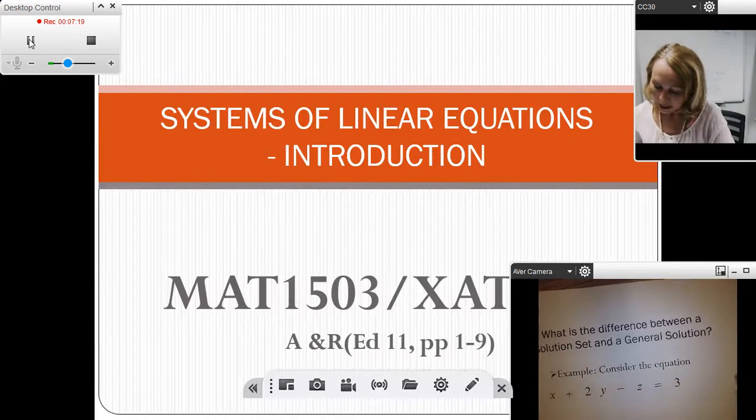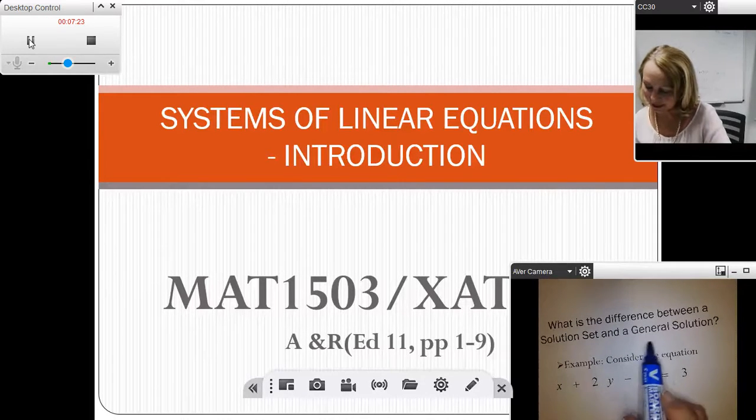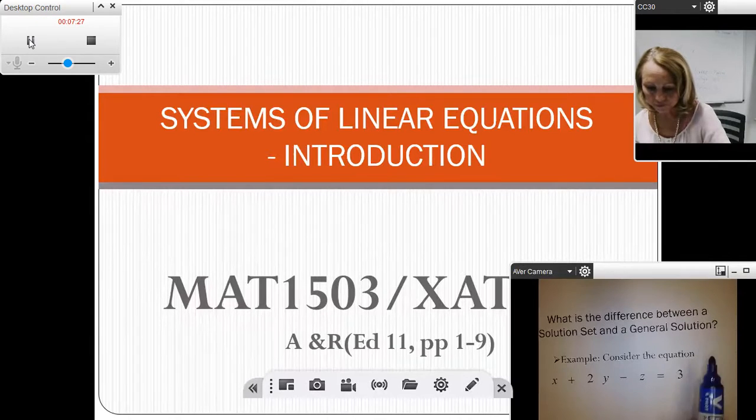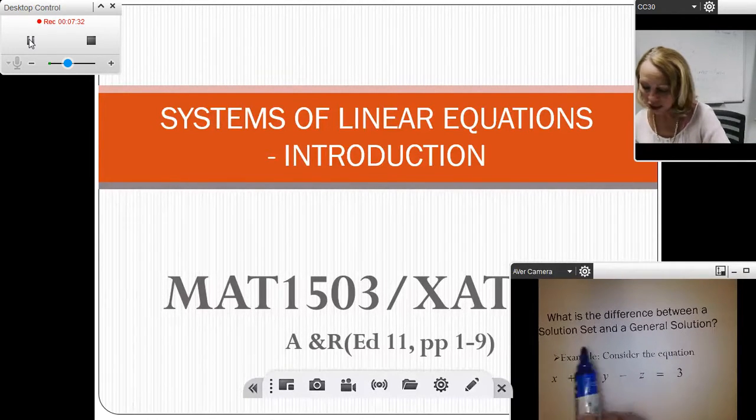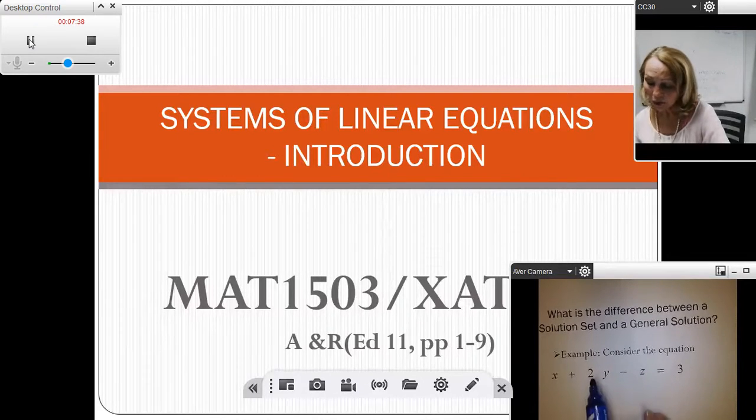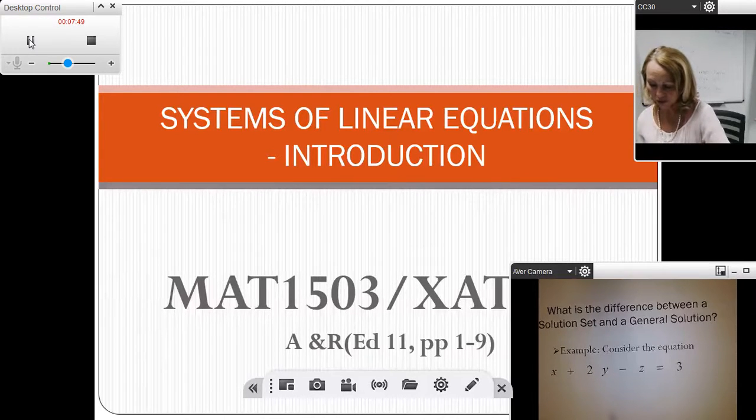All right. Let's have a look at what is the difference between a solution set and a general solution. Now, in terms of your study guide, these words are used interchangeably. So a solution set is referred to as a general solution. But I would like to show you what the difference is now between the way I'd like you to express your solution set to an equation and the general solution to an equation.